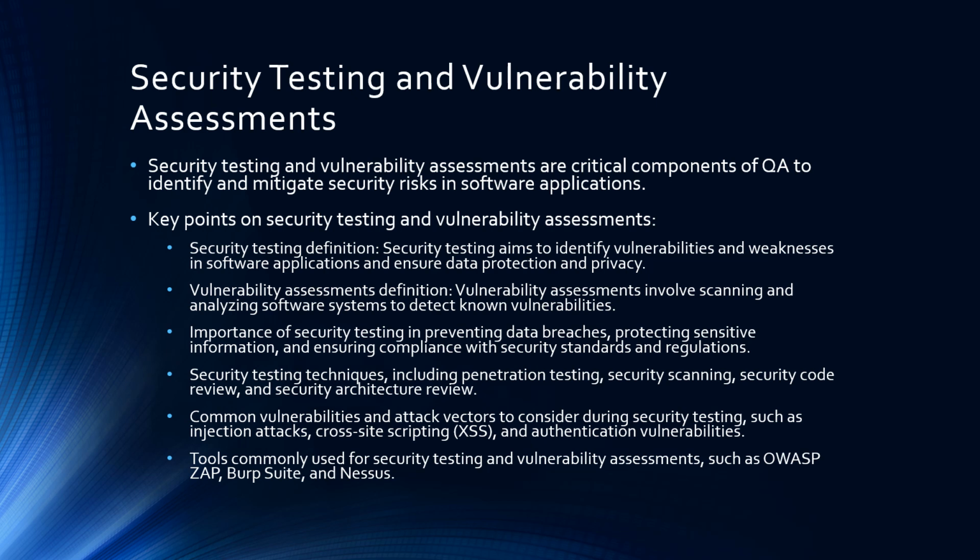Vulnerability assessments must be integrated into the continuous integration pipeline to ensure that security checks occur automatically with each code change. Amazon Web Services provides an excellent example of this approach, with automated security testing tools that scan for common vulnerabilities, configuration issues, and potential security risks.